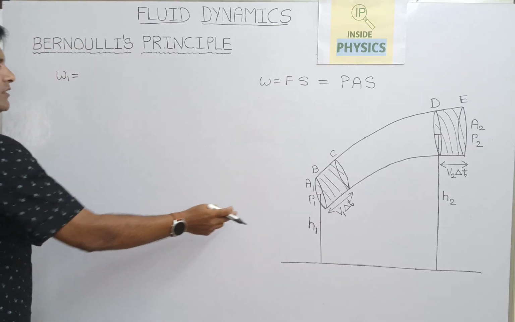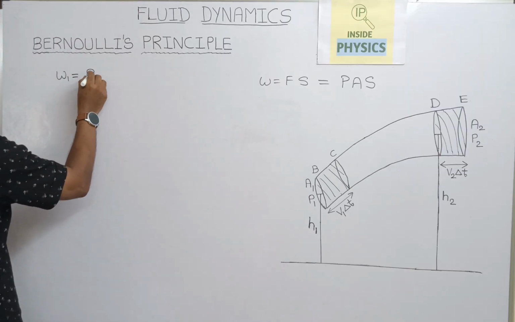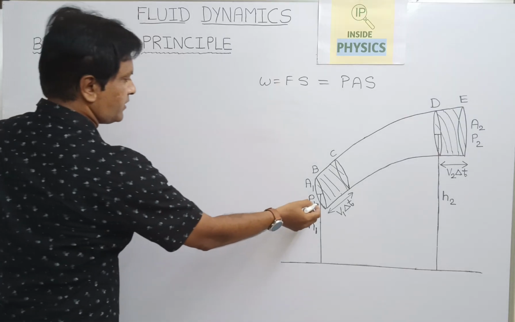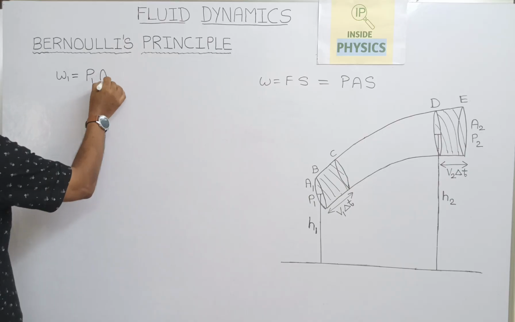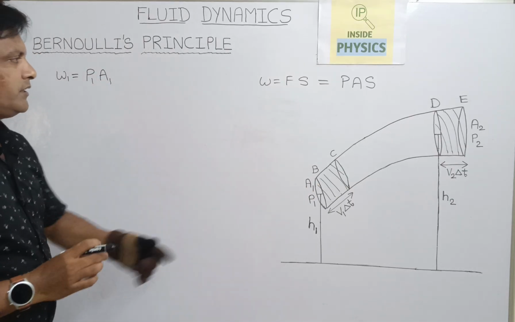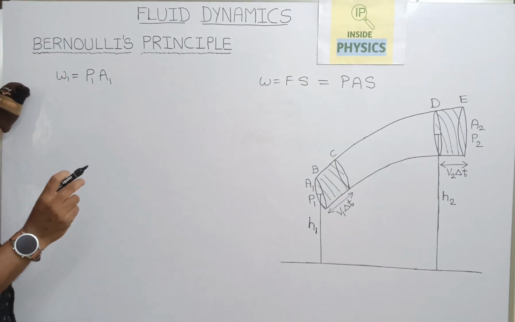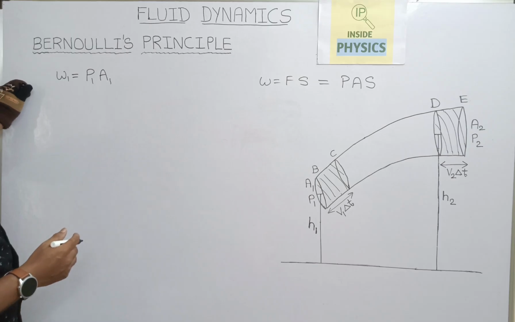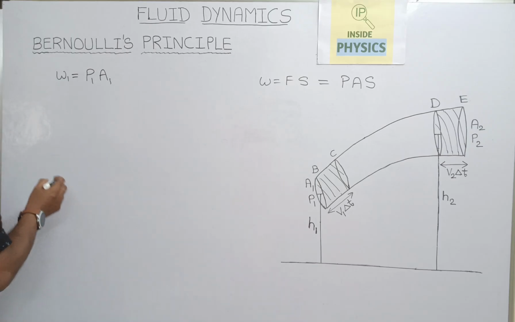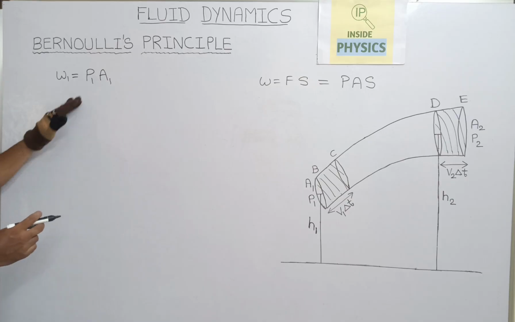So here the pressure is P1 according to this formula, and the area of cross section is A1 at the point B. So the distance moved by the liquid in an infinitesimally small time delta t from B to C. We know distance moved is equal to velocity into time. That is already known from kinematics, and this relation is applied here.